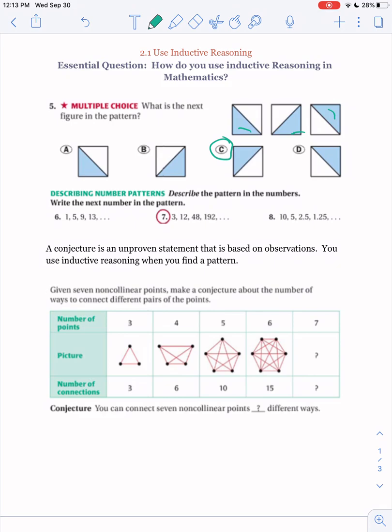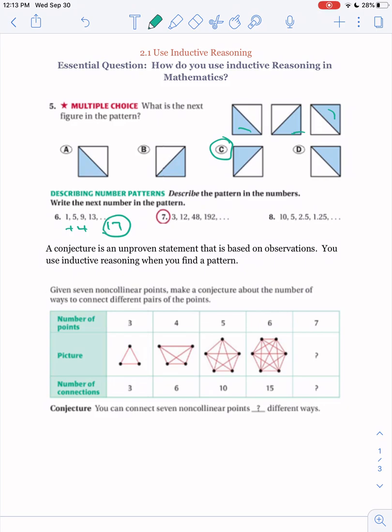Next section, we're going to look at number sequences. It says, describe the pattern in the numbers, then write the next number in the pattern. So the first one, we're going from 1 to 4 to 9 to 13. So it appears we're adding 4 each time. So it looks like the next number would be 17.